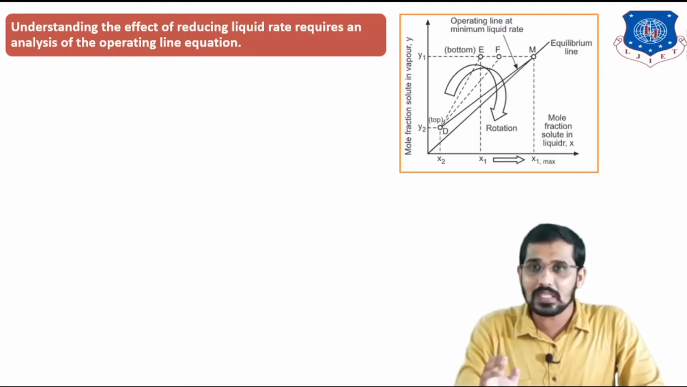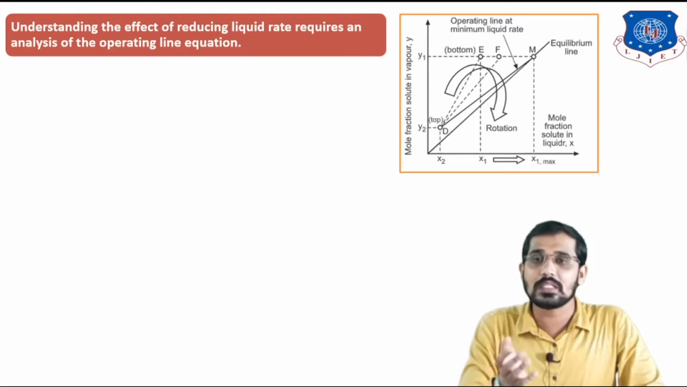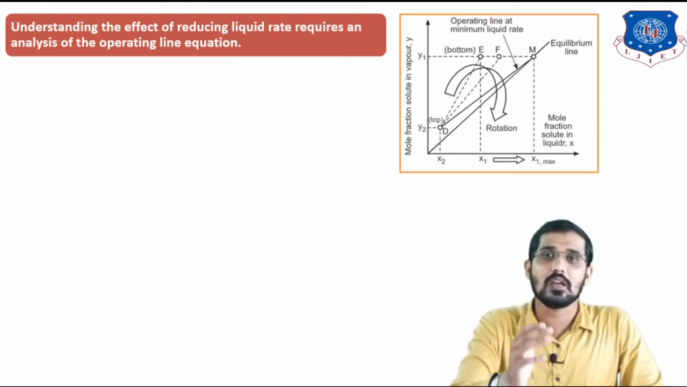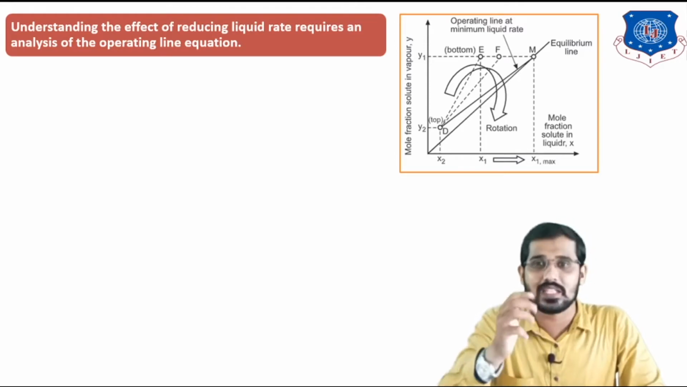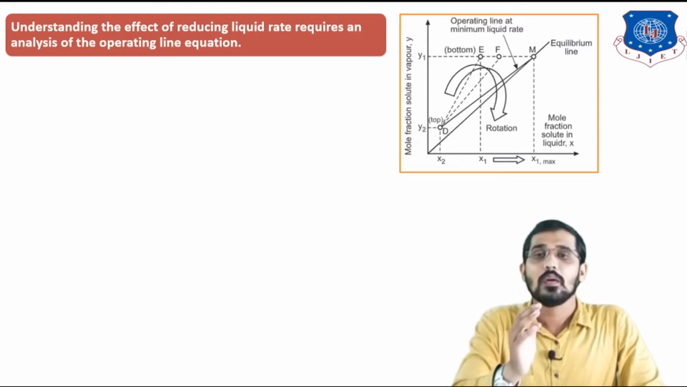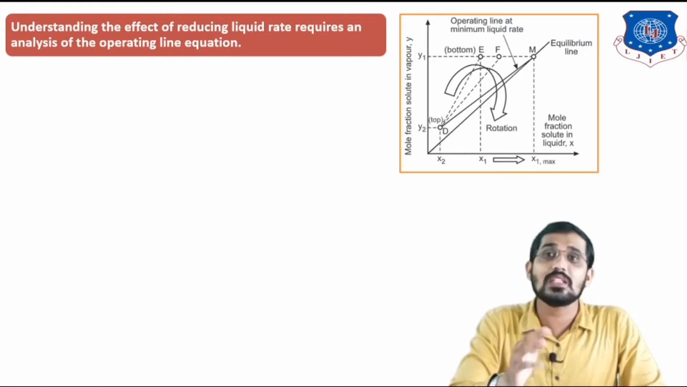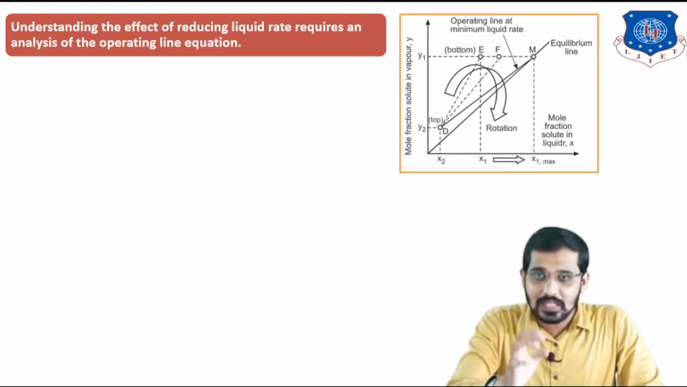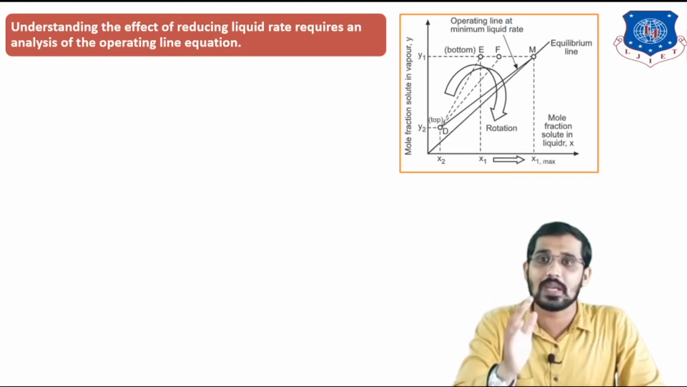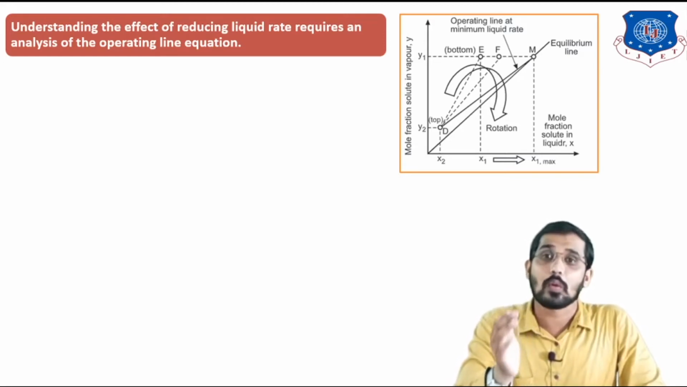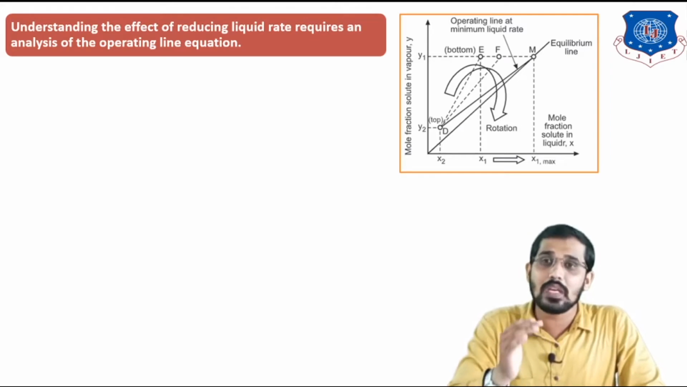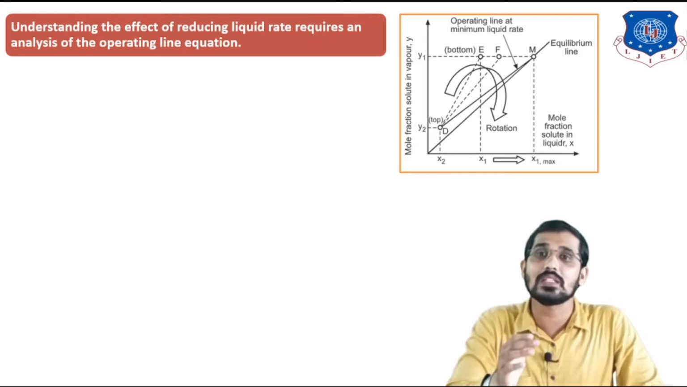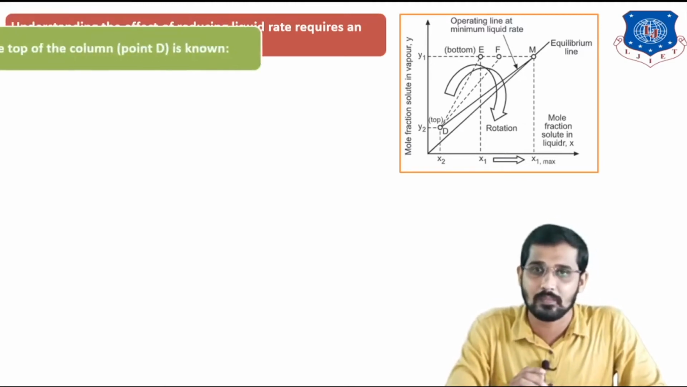Simply I can say that the slope of the operating line is the liquid to gas ratio, that is L by G. So you can see there, when our liquid flow rate is maximum, at that time the slope of the operating line is maximum. That is nothing but represented by dE. At this point the slope of the operating line is maximum, but whenever we are rotating this operating line, means whenever we are reducing the liquid flow rate, at that time this operating line moves toward the equilibrium line.